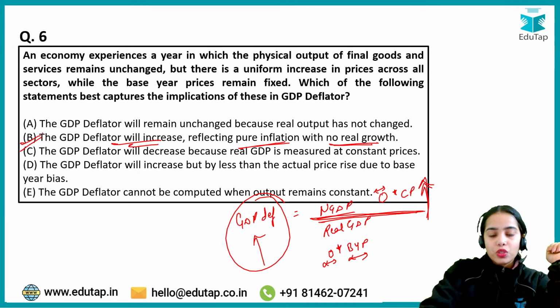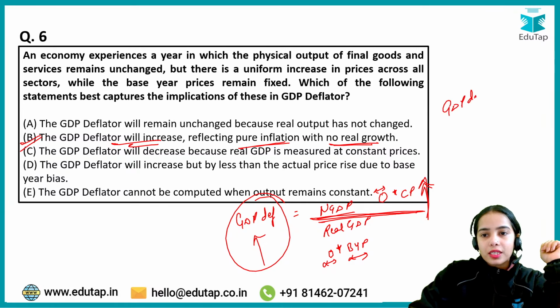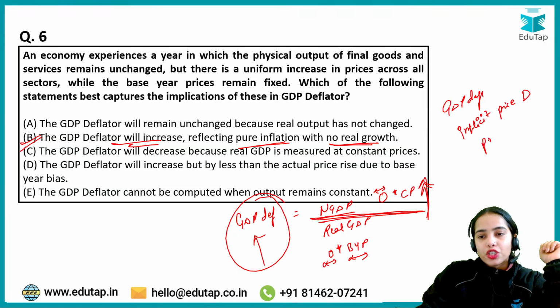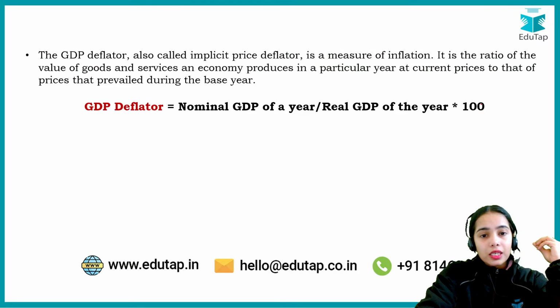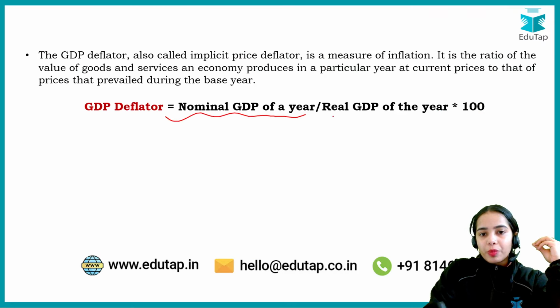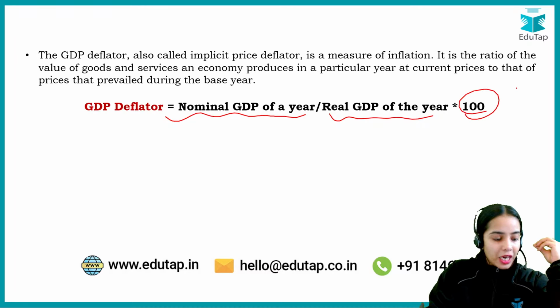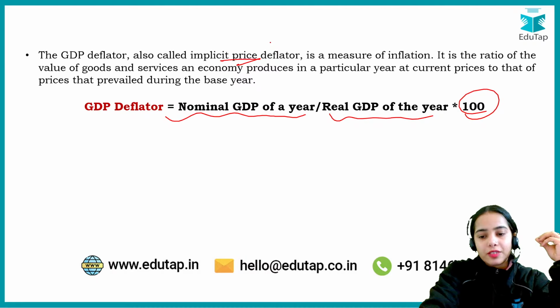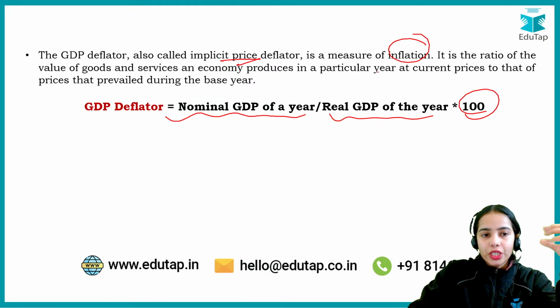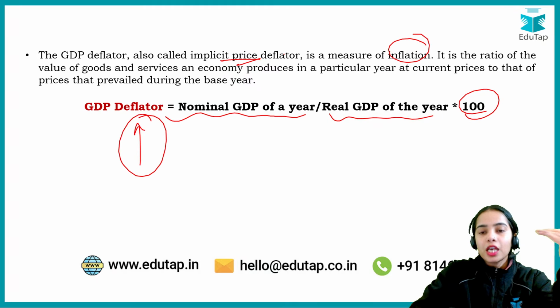So GDP deflator is also known as implicit price deflator, which shows the price changes. GDP deflator is nominal GDP of a year divided by real GDP, multiplied by 100. It is also known as implicit price deflator, as it is a measure of inflation. That's why if GDP deflator is increasing, we say that it is inflation that is happening.